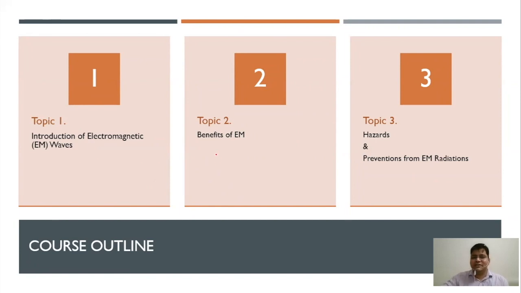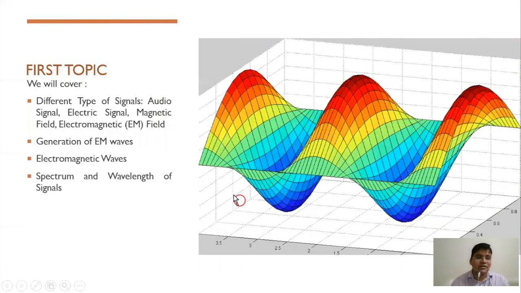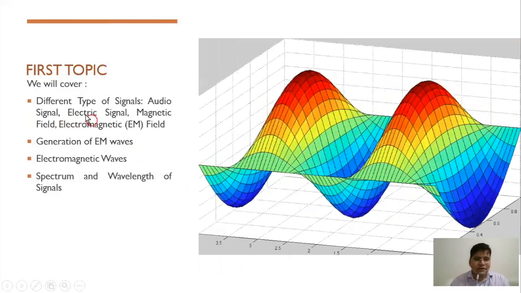Then in the second section we will discuss the benefits of the EM wave, electromagnetic wave, what the different applications are, why we need electromagnetic waves, and how we are using them in the present scenario. And in the last section we will discuss the different hazards and what precautions we should take to prevent ourselves from these harmful hazards. So okay, let's start.